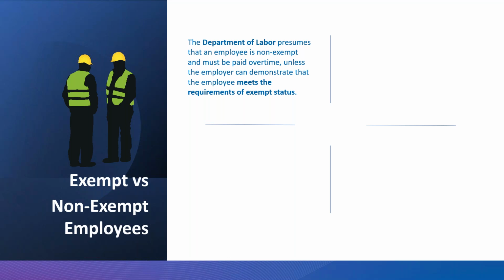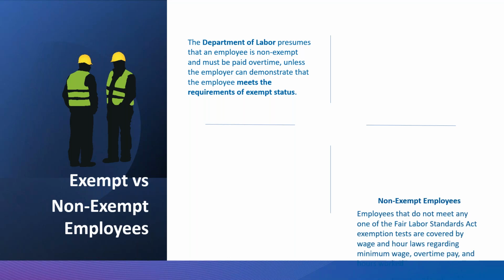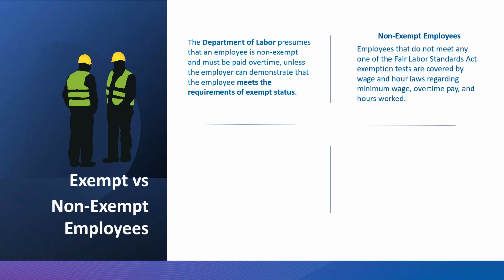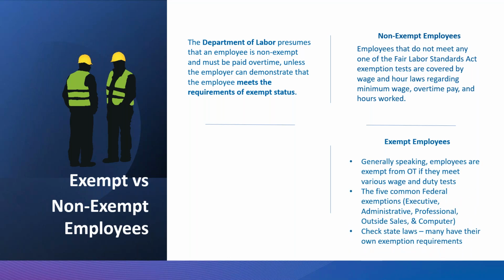All right, so now that we know who we're talking about when we're talking about employees, the next classification issue is your exempt versus non-exempt employees. The basic point to start with is that the Department of Labor is always going to assume that an employee is not exempt from overtime rules. So the employer has to prove that the employee qualifies for the exemption. Non-exempt employees are those that don't meet any of the exemption tests, and they are going to be covered by wage and hour laws regarding your overtime pay, minimum wage, and hours worked. And that's going to be a lot of what we talk about in the rest of this half hour here.